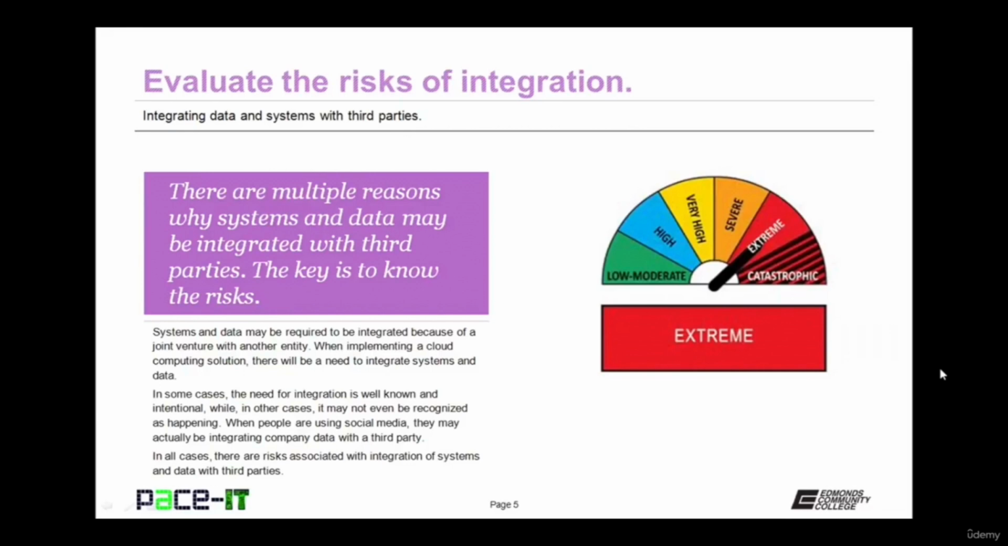Systems and data may be required to be integrated because of a joint venture with another entity, or when implementing a cloud computing solution, there will be a need to integrate systems and data. In some cases, the need for integration is well known and intentional, while in other cases, it may not even be recognized as happening. When people are using social media, they may actually be integrating company data with a third party. In all cases, there are risks associated with the integration of systems and data with third parties.